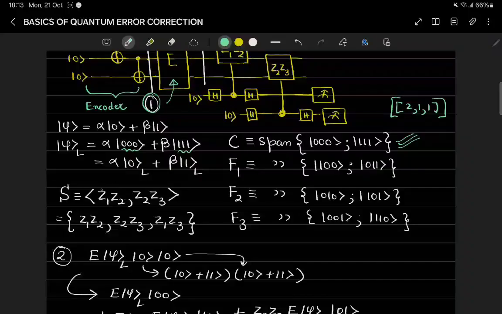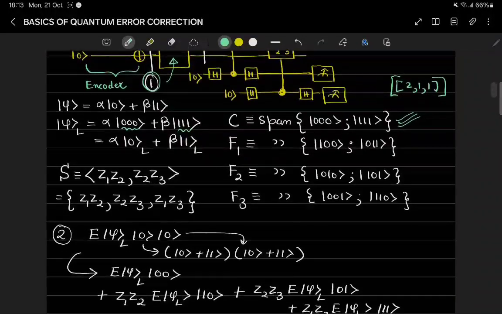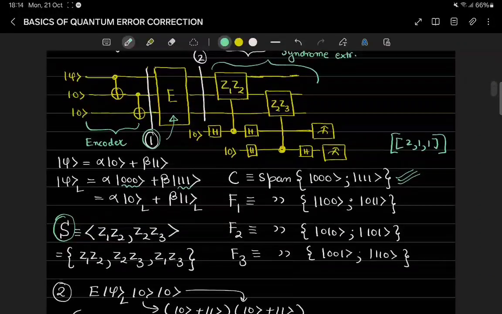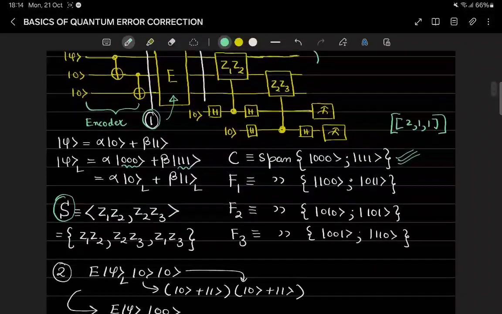So these are called something like the generators of a group. So the product of them will be z1 z3, because z2 square will be identity. So this is the S. This is the kind of curly S. And what happens is now we will proceed to analyze the circuit of this bit flip operator.